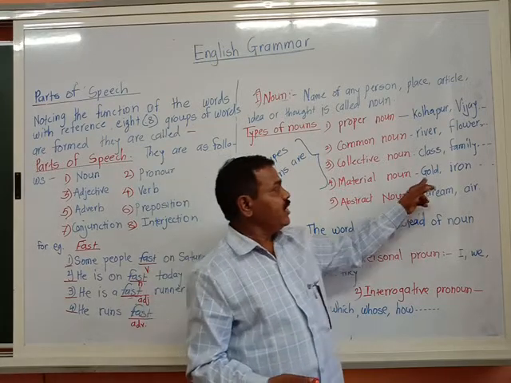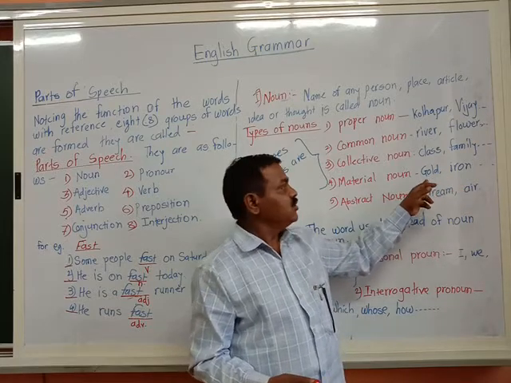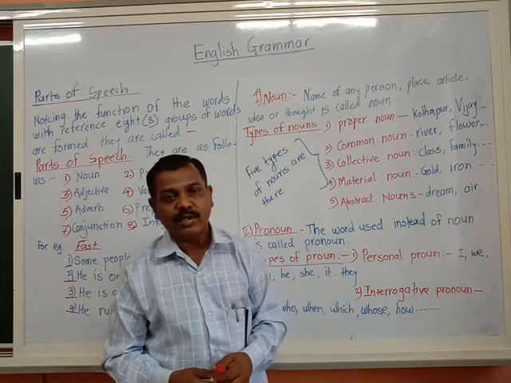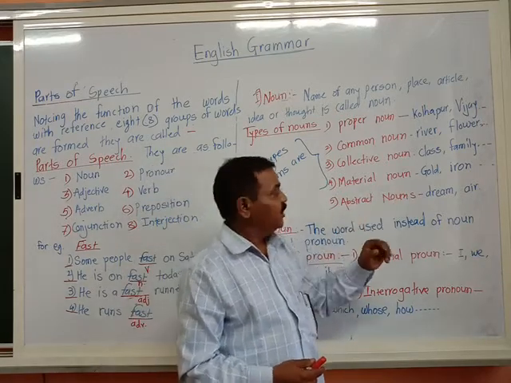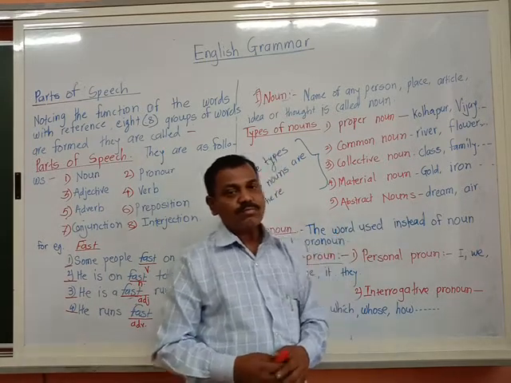Means when we use the units to measure them, these materials, and from these original materials, many more things or articles are made. Such names of the materials are called material nouns. And the next one, the last noun, is the abstract noun.